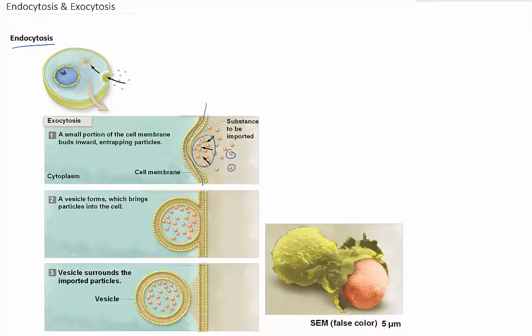The indentation then becomes a bubble, which is on the inside of the cell and has trapped all of those substances that were previously on the outside of the cell. That membrane finally forms a vesicle, which pinches off the cell membrane and moves into the cell. And this is how particles are actually imported from the outside of the cell to the inside of the cell through endocytosis.